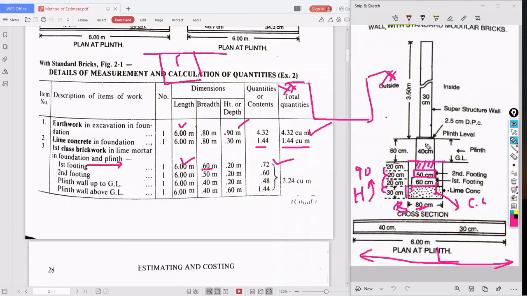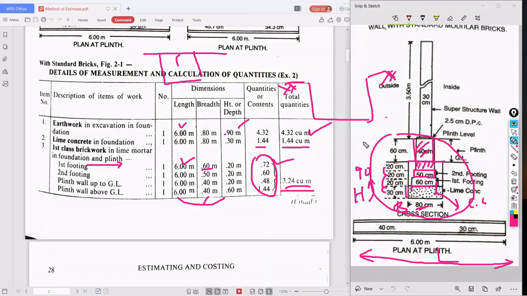Next is the plinth wall above the ground level, up to here. Breadth is 40, height is 60 centimeter, length is 6. So 6, 0.40, 0.60, multiply all three, you will get 1.44. So all these works are in the foundation. We will add them and get the total quantity required in the foundation: 0.72, 0.60, 0.48, 1.44. If we add, we get 3.24 cubic meters.